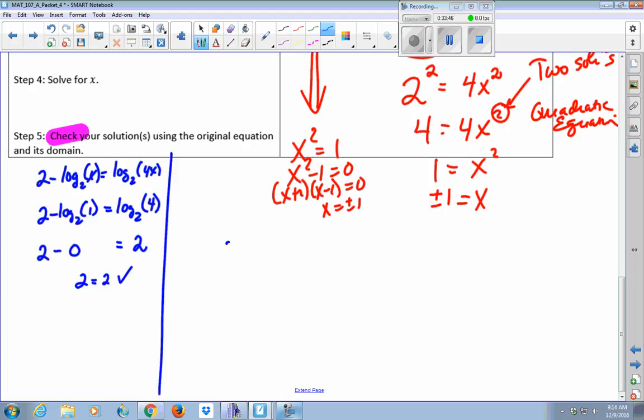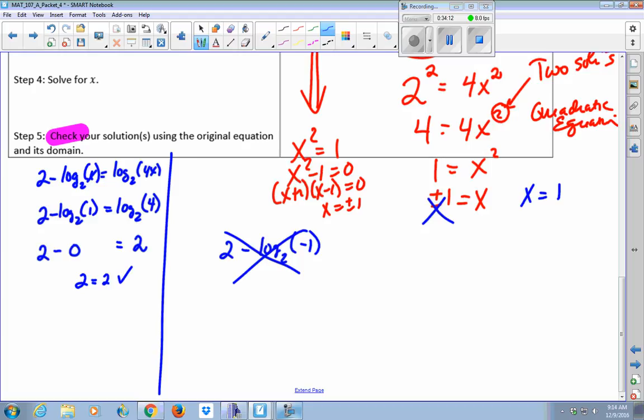Okay, now I go to check my other answer. The minute I go to put my -1 in there, I go, no way, I can't have a negative log. Not going to work. So my only answer to this solution is x equals 1. -1 is extraneous. It's not a solution to our original equation.